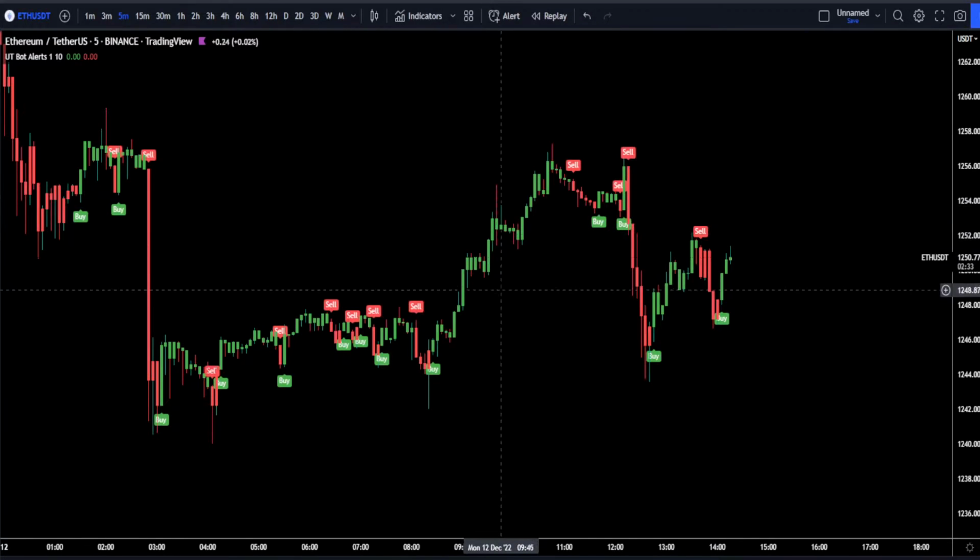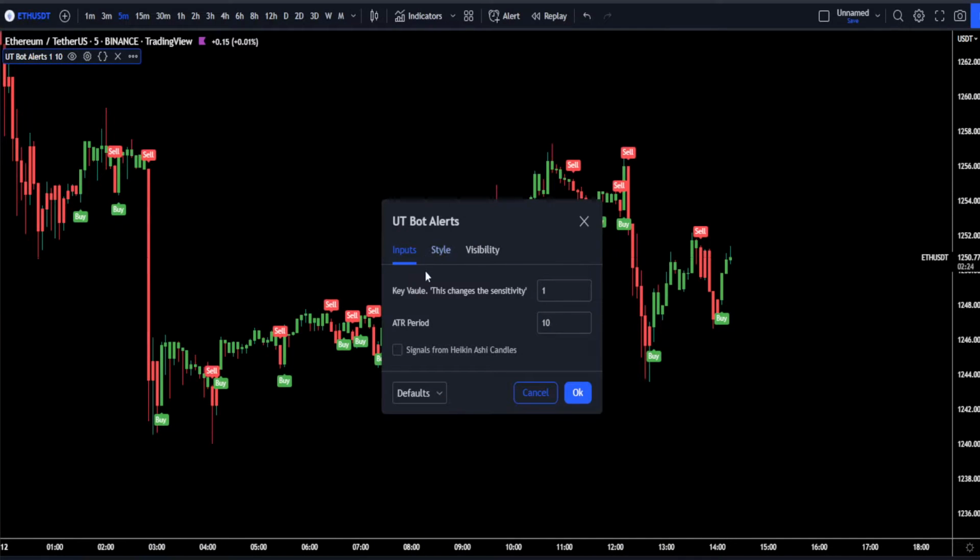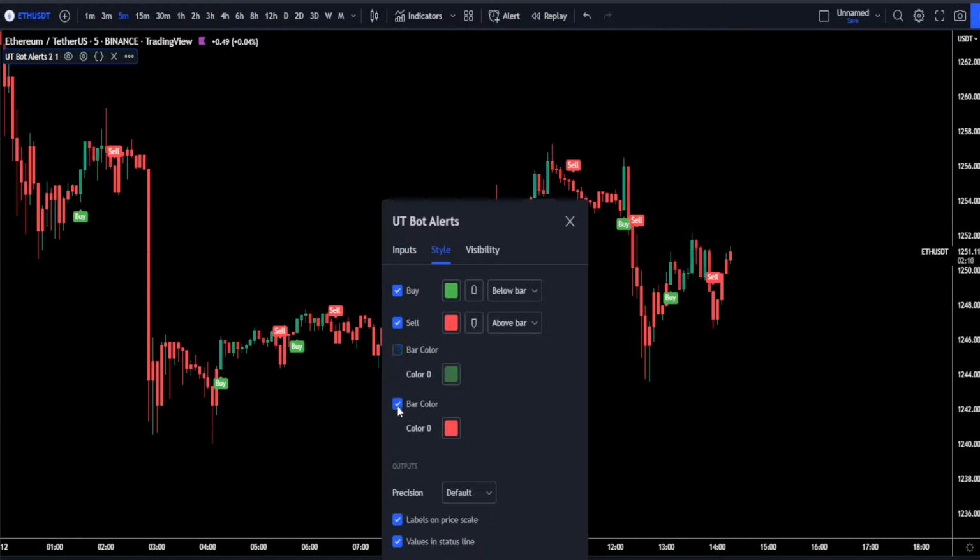The following step is to access its settings by double clicking on it, or you can come up to the settings icon here. And in our input section, we're going to be changing our key value from 1 to 2 and our ATR period from 10 to 1. Then we're going to head over to our style section and disable our bar colors.